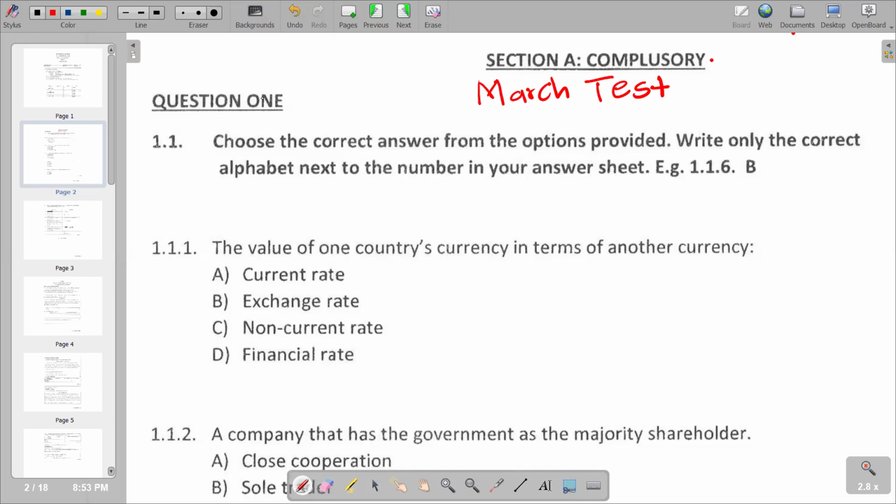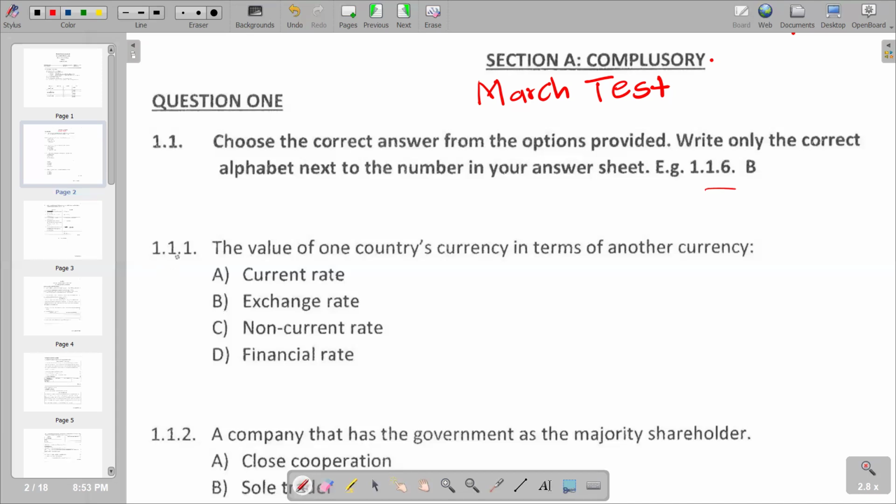In this video, we want to look at a question in section A of that question paper. This is a question paper of a March exam, that is a March test that we have here. We are going to look at the first question, question 1. Our question reads: choose the correct answer from the options provided. Write only the alphabet next to the number in your answer sheet.